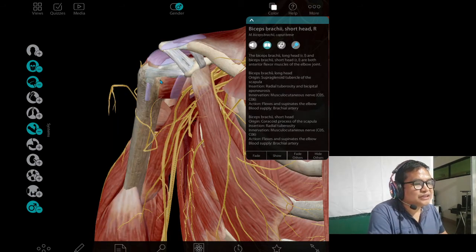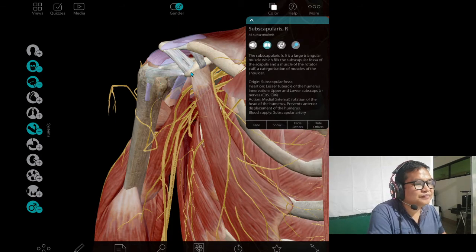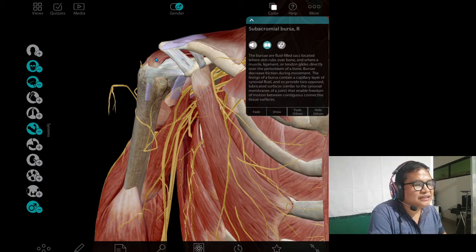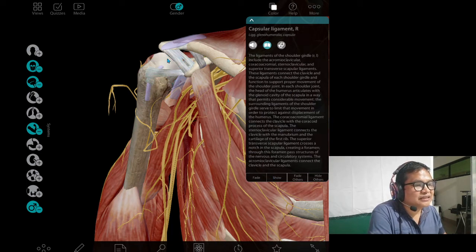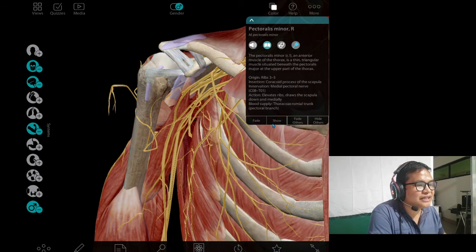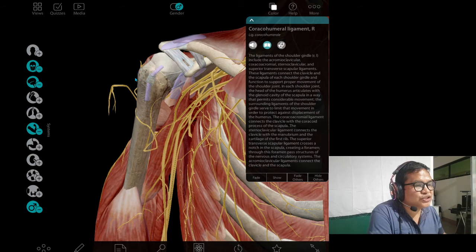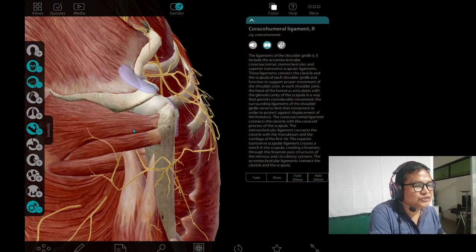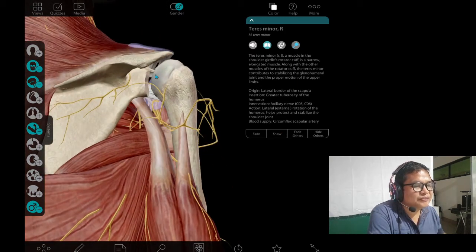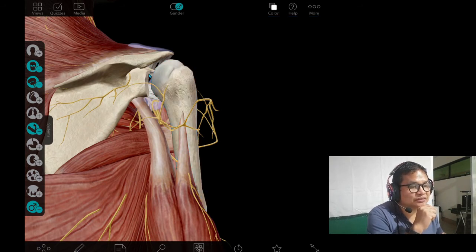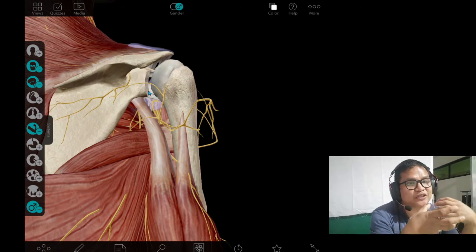So the type of joint here sa shoulder, ang type of joint diri, no, is your ball and socket. Unsaon man nga ball and socket? Because you have here the ball, which is the head of the humerus, and the socket, which is your glenoid fossa. So mao siyang gitawag nga ball and socket joint, or it is one type of the synovial joint. Okay, so this is the ball, this is the head of the humerus, and this is the glenoid fossa, which is the socket. Ball and socket joint is a synovial type of joint.